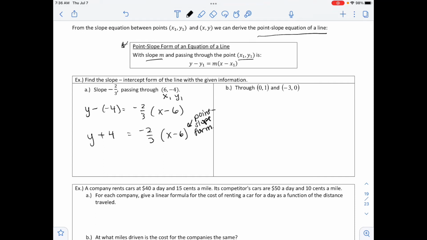It does want this also in slope-intercept form. To do that, I'm going to distribute the -2/3 and have y plus 4 equals -2/3 x. And -2/3 times -6 is going to be +4. Then subtracting 4 on both sides to isolate my y, we get the equation y equals -2/3 x, and this form is going to be our slope-intercept form.